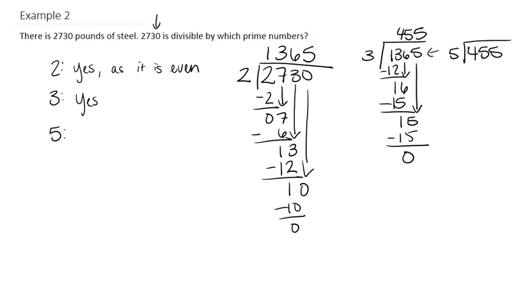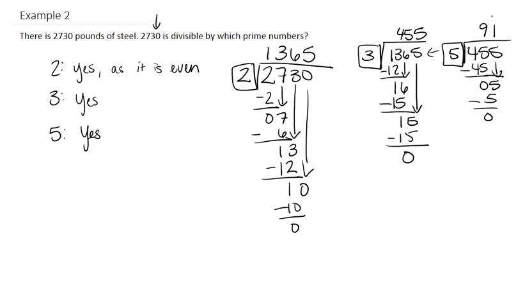So 5 can go into 45 nine times. 5 times 9 is 45. We're going to go ahead and subtract. 45 minus 45 is 0. Bring down this 5. Now 5 can go into 5 one time, because 5 times 1 is 5. We subtract, we get 0. So we would say yes. Now, these are all, the boxed ones are the prime numbers.